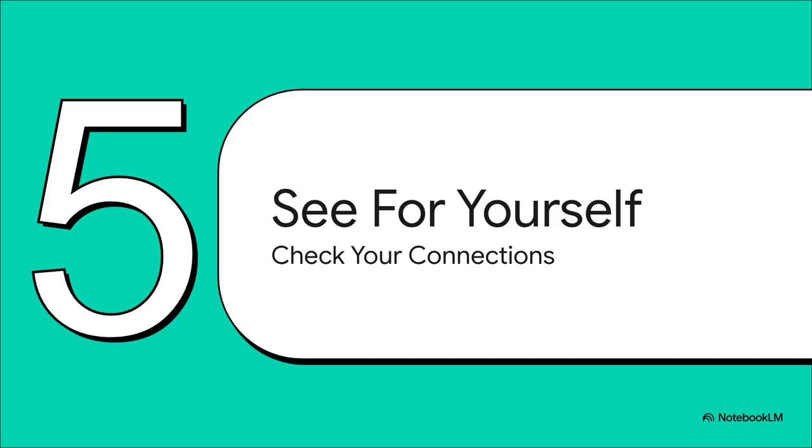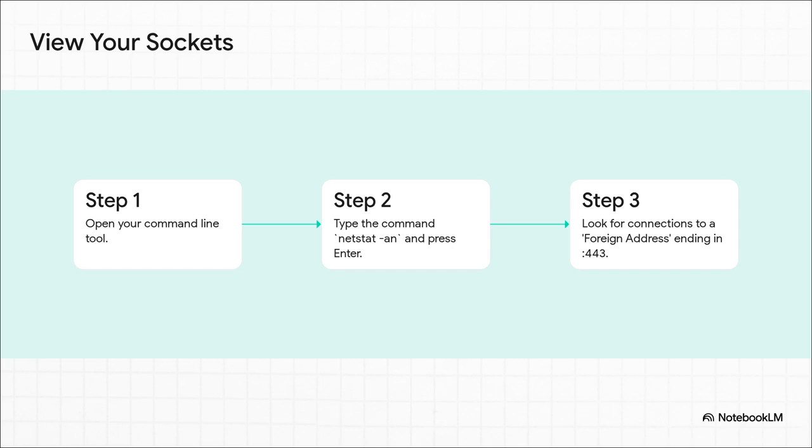Now, I know this all might seem a little abstract, but this is the cool part. You can actually see this entire system working in real time on your own computer right now. Let's take a quick peek under the hood. So if you're curious, just open up a command line tool. On Windows, that's Command Prompt. On a Mac or Linux, it's called Terminal. And type in this simple command, netstat -an. Press Enter, and you'll get a whole list of all your active connections.